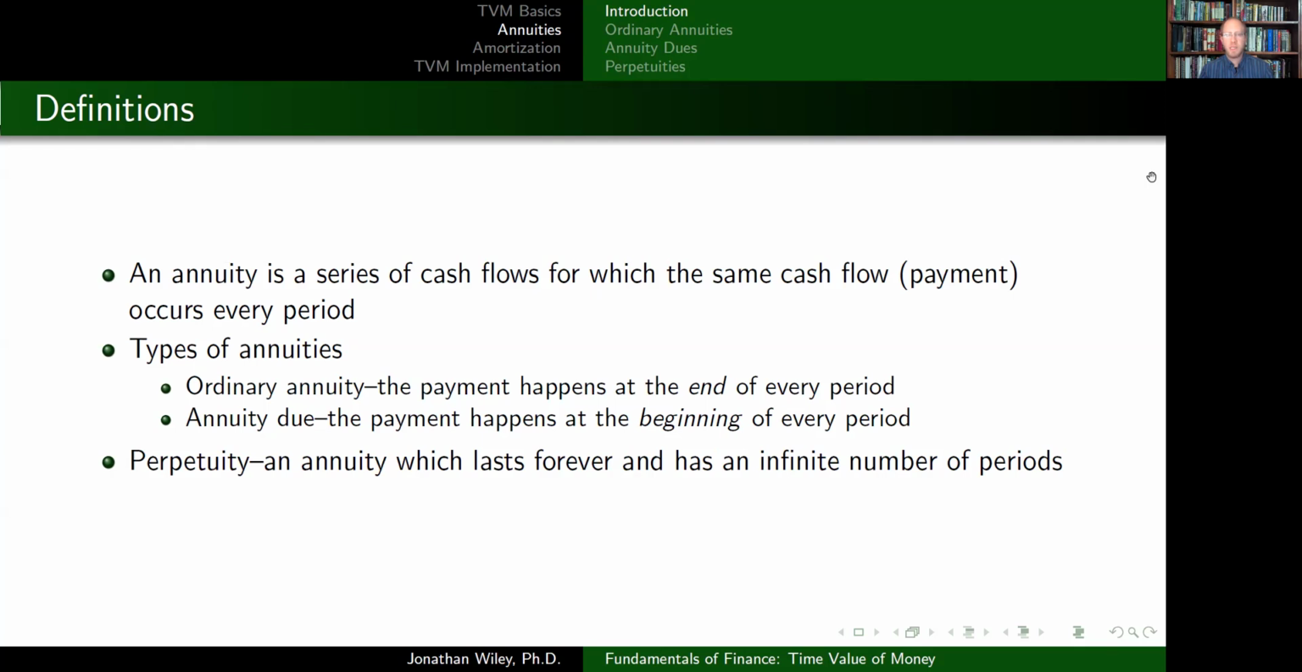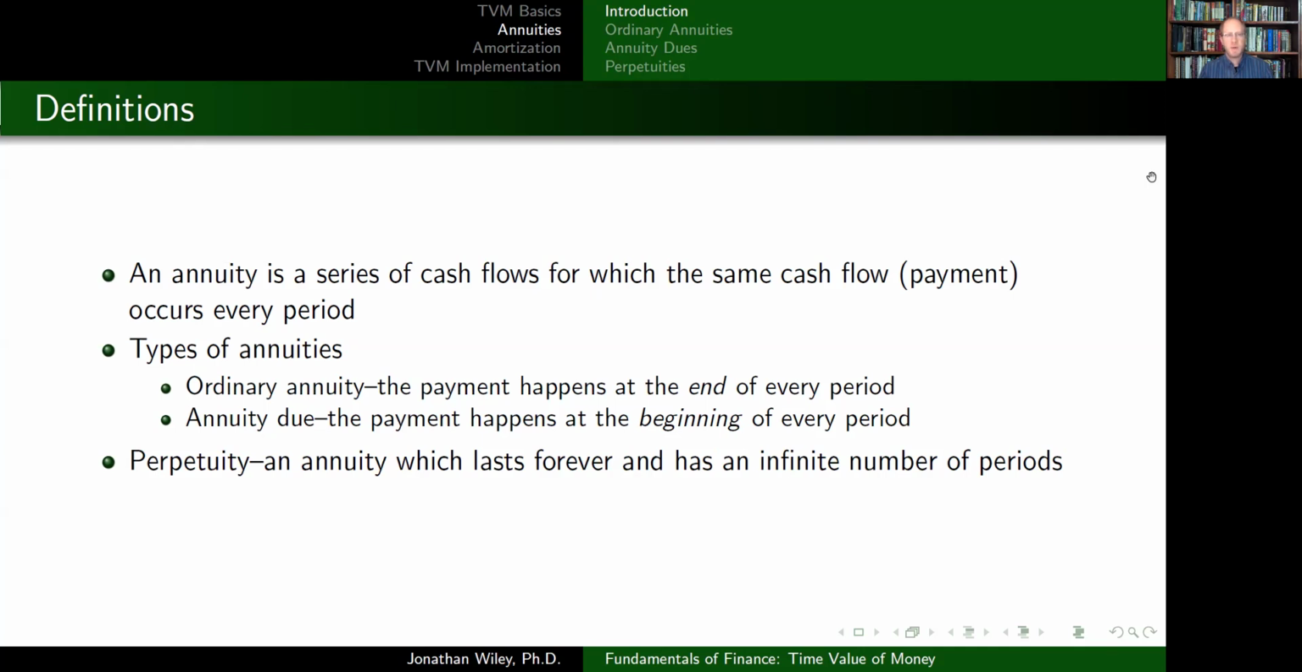Generally speaking, you pay your rent and then you live there for the month and then you pay for the next month and then you live there. So in that case, the payment is happening at the beginning of each period. So that would be an annuity due during the term of the lease when your rent payment is fixed.